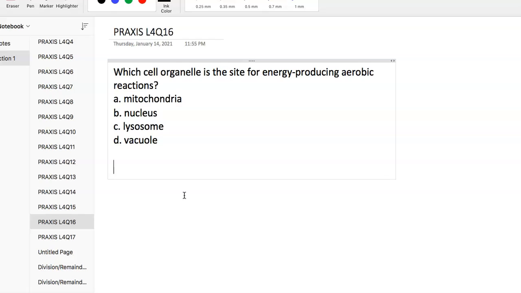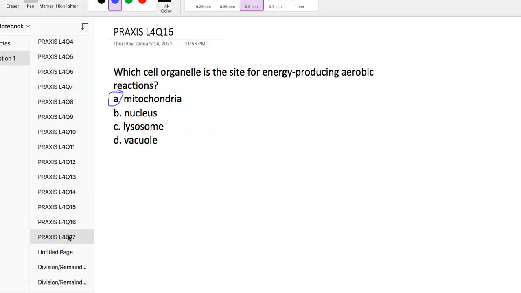Okay, which cell organelle is the site for energy producing aerobic reactions? That is the mitochondria. So mitochondria is often referred to as the powerhouse of the cell, and that can even be a question, like, which one of these is the powerhouse of the cell? It is where most energy generating reactions of aerobic cellular respiration occur. ATP, which is adenosine triphosphate, is produced in the mitochondria using energy stored in food.